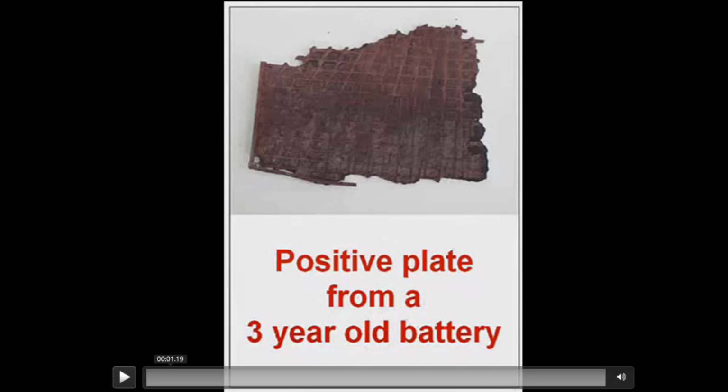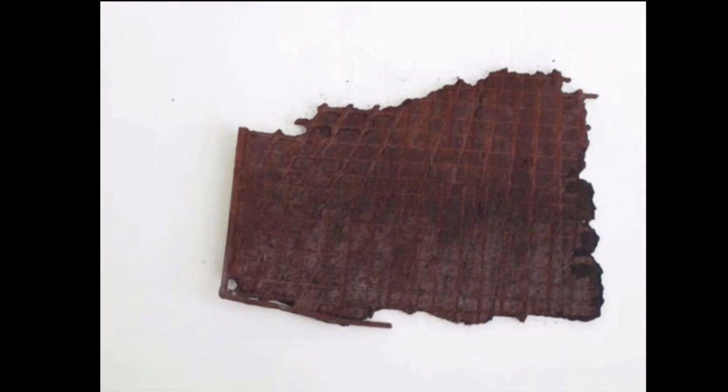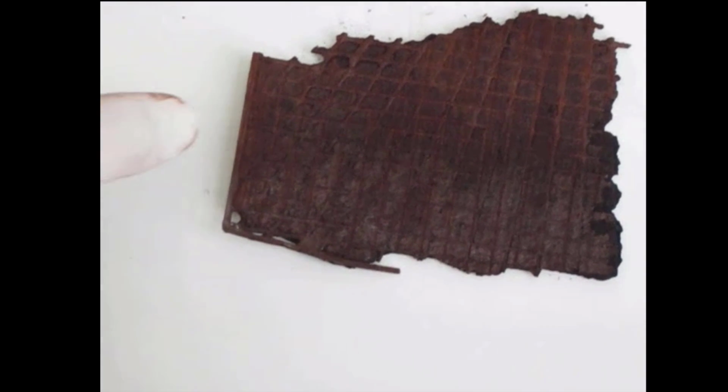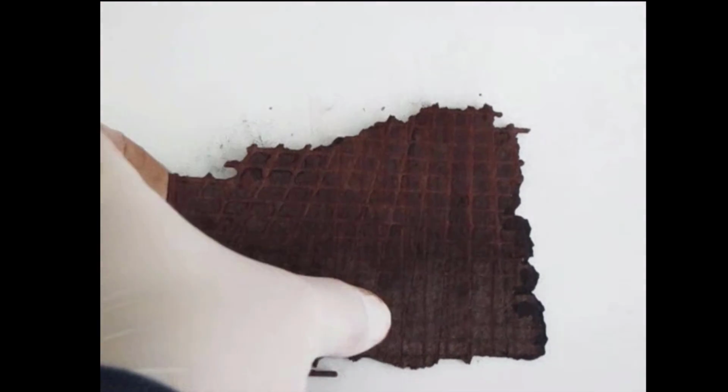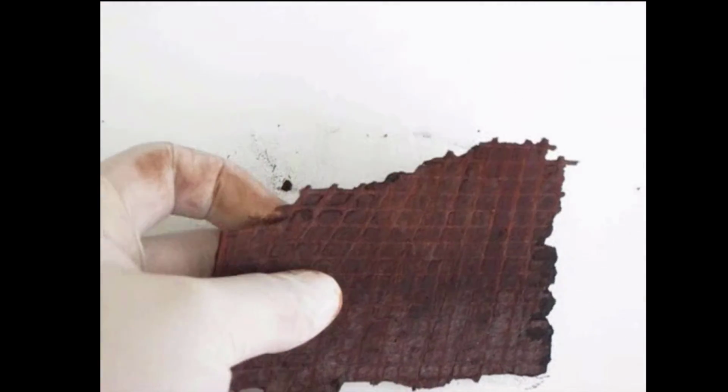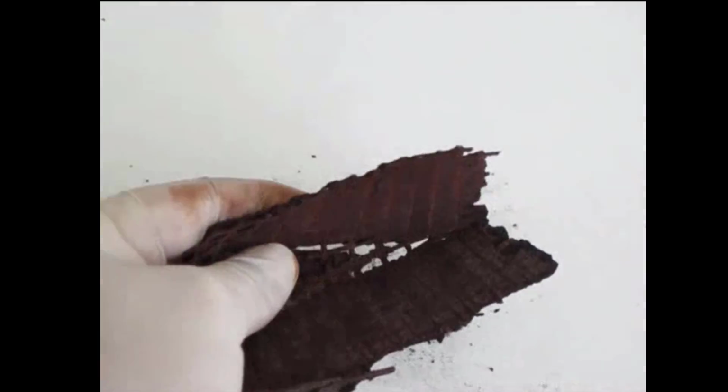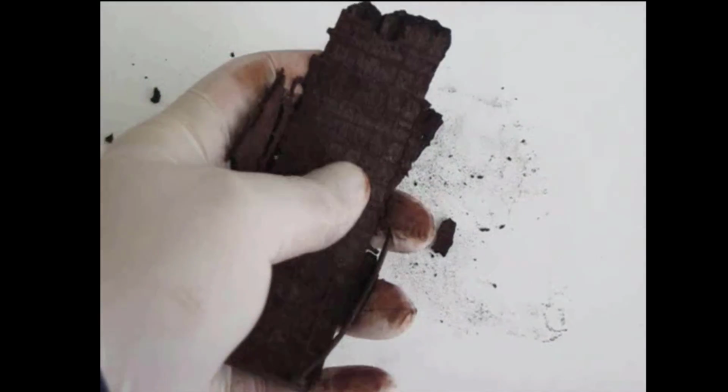But I want to play this video to show you just how delicate these plates are. So here is the example of the plate. It's on a white piece of paper and I've got gloves on. And I pick it up in my hand and I barely put any pressure on this and it crumbles in my hand like a graham cracker.